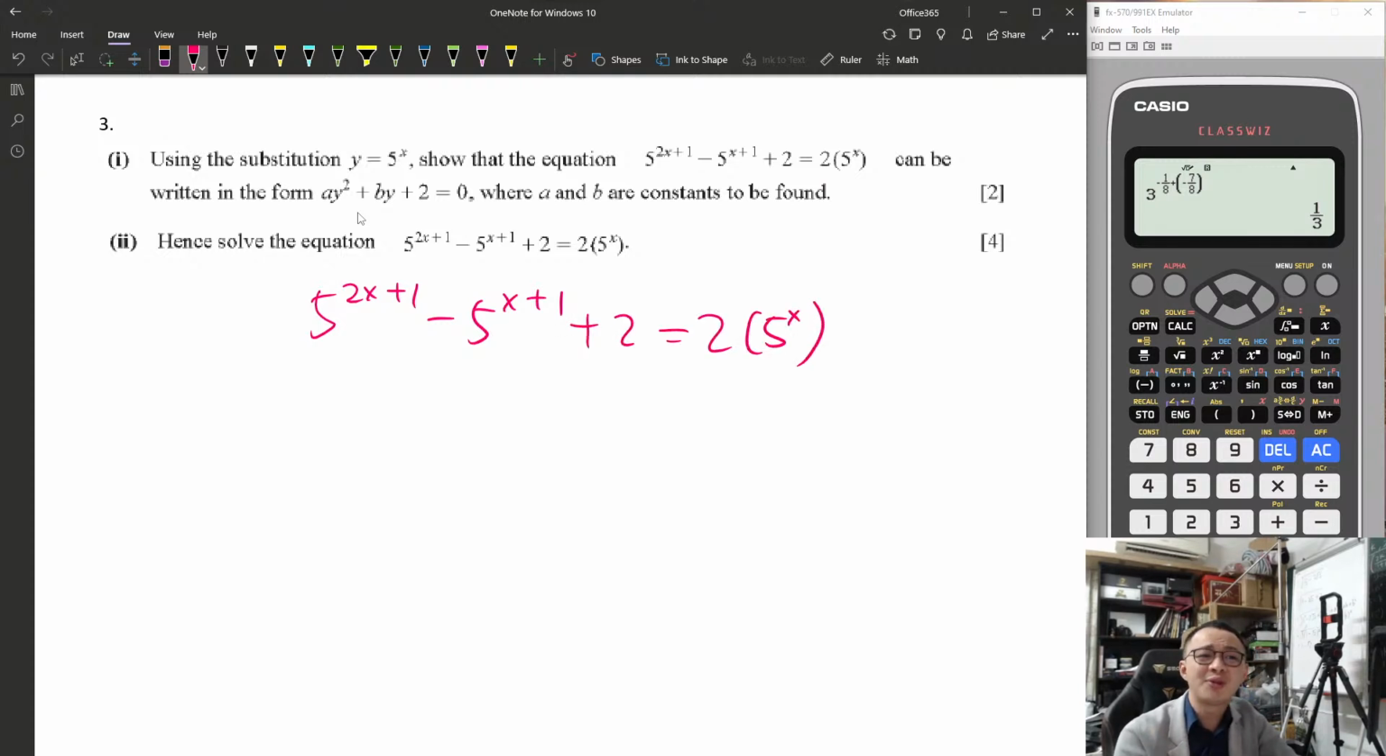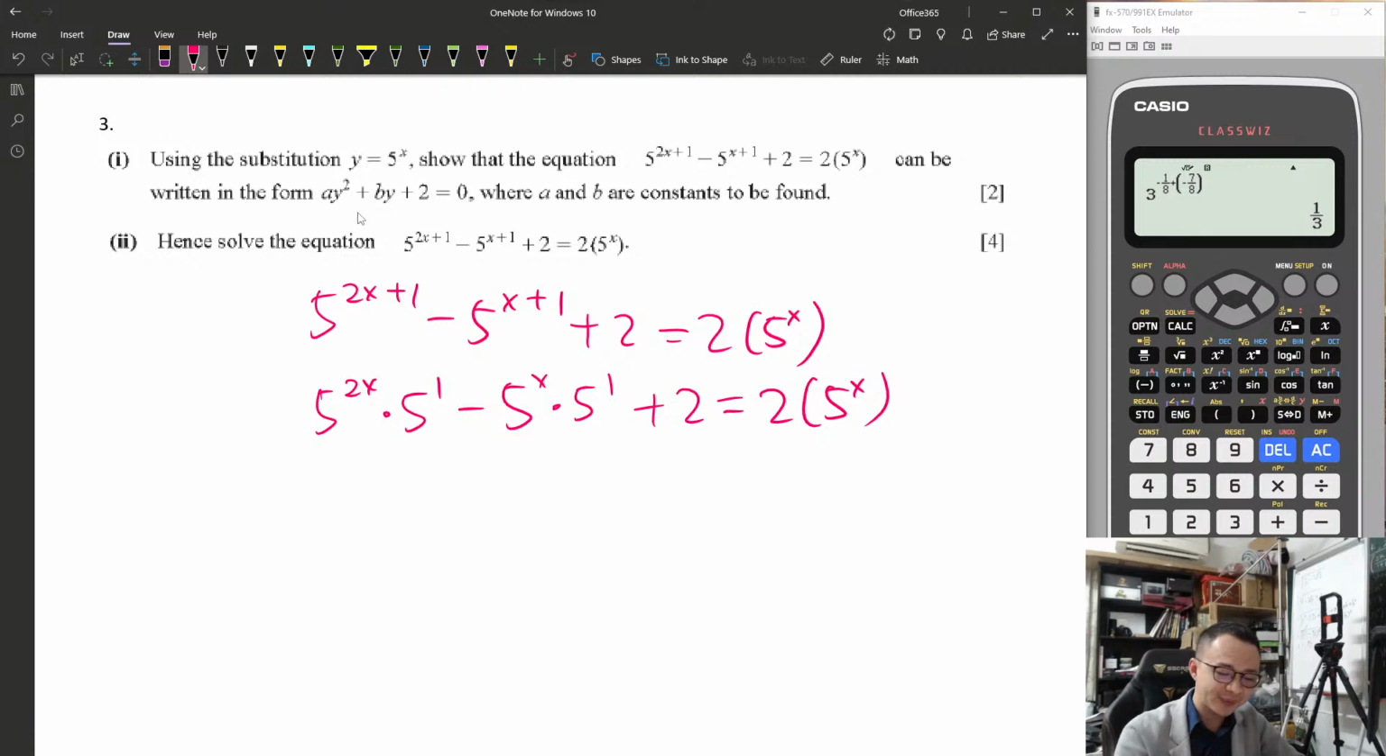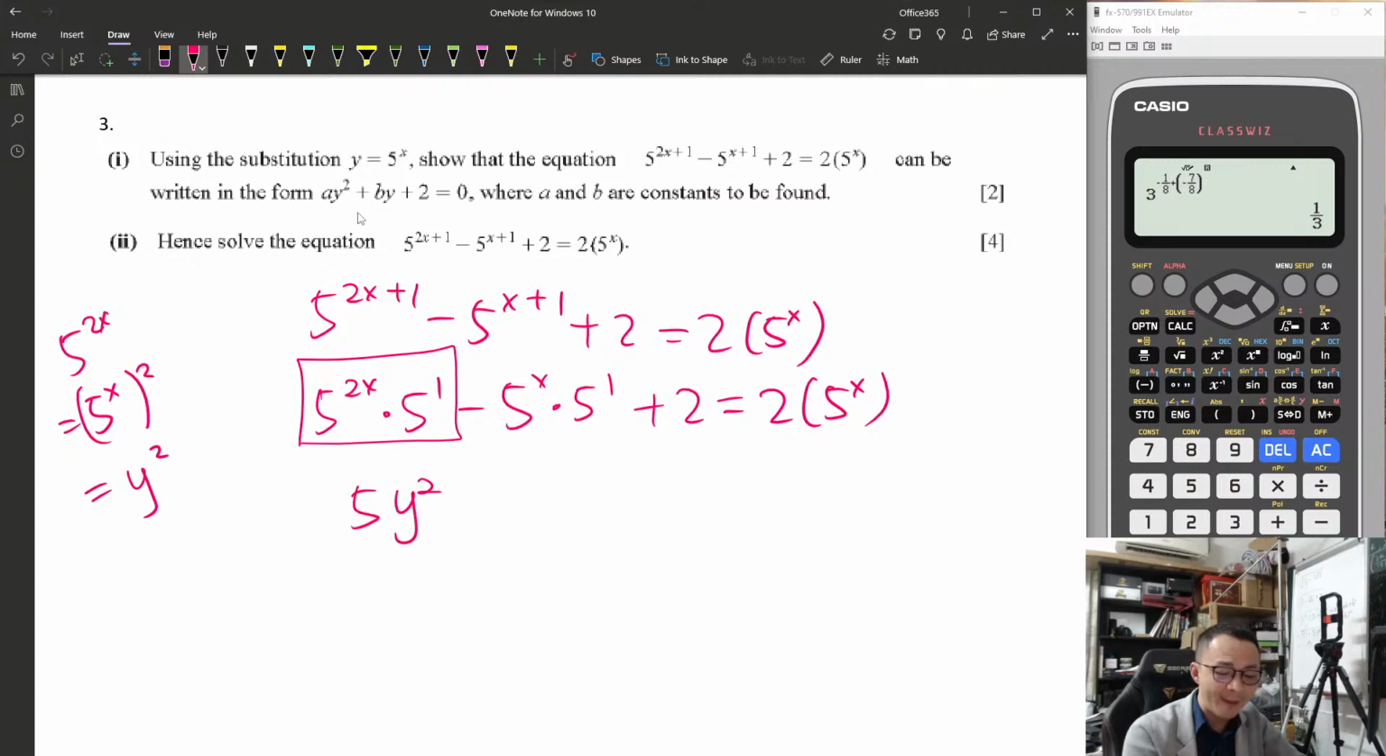Before we do substitution, we always need to separate them, right? This is 5 power of 2x multiplied by 5 power 1, minus 5 power x multiplied by 5 power 1, plus 2 equals 2 times 5 power of x. Now, 5 power of 2x is the same meaning as 5 power x all squared, because 5 power x is the y. So here I have 5y squared, here I have minus 5y plus 2 equals 2y.